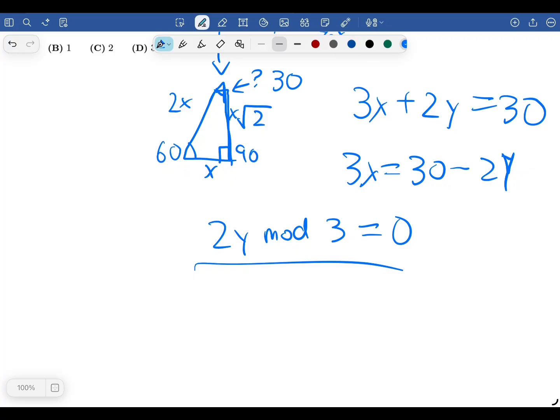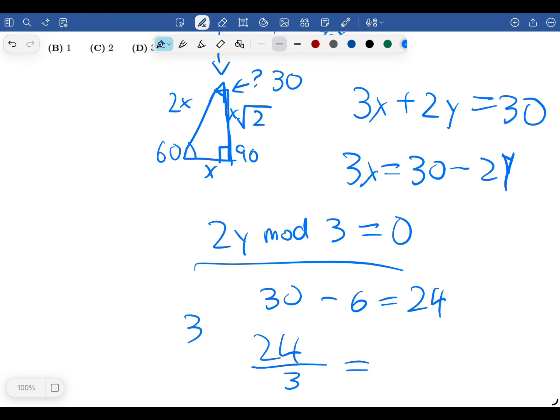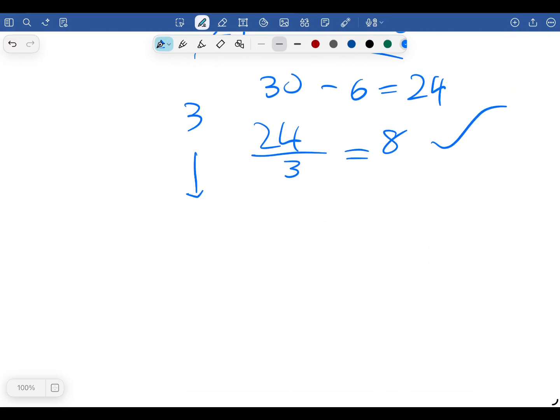Now, what we gotta do is just test all the possible values of y, such that x is a positive number. So we can just go from the minimum to maximum. So first we can try 3. 30 minus 6 is equal to 24, and then 24 over 3 is equal to 8. So yes, that works.